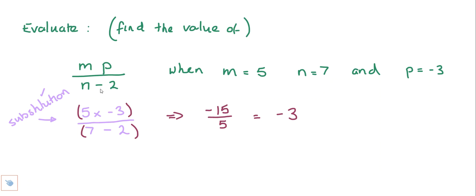So we can say mp over n minus 2 equals negative 3. That's its value. But only when m is 5, n is 7, p is minus 3. If I change any of those, you get a different value.